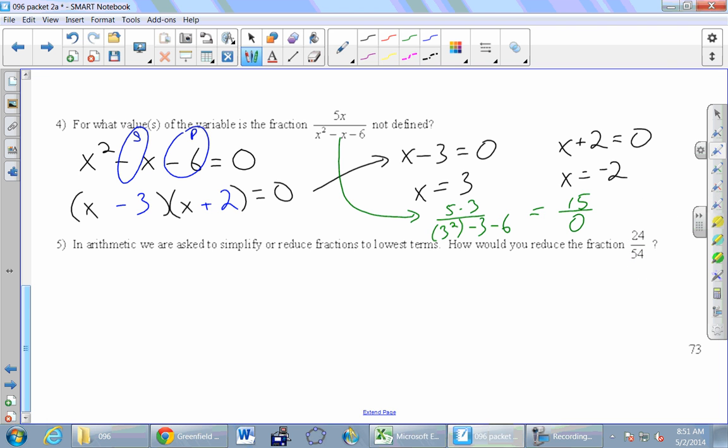So here we go. 24 over 54. I'm going to take that 24 and write it as 6 times something. What is it 6 times? 4. What's the math word that describes what we just did to the number 24? I factored it, right? Factor means take it and write it as a product. So we factored the number 24. We're going to likewise factor the number 54 using the same 6 times 9.